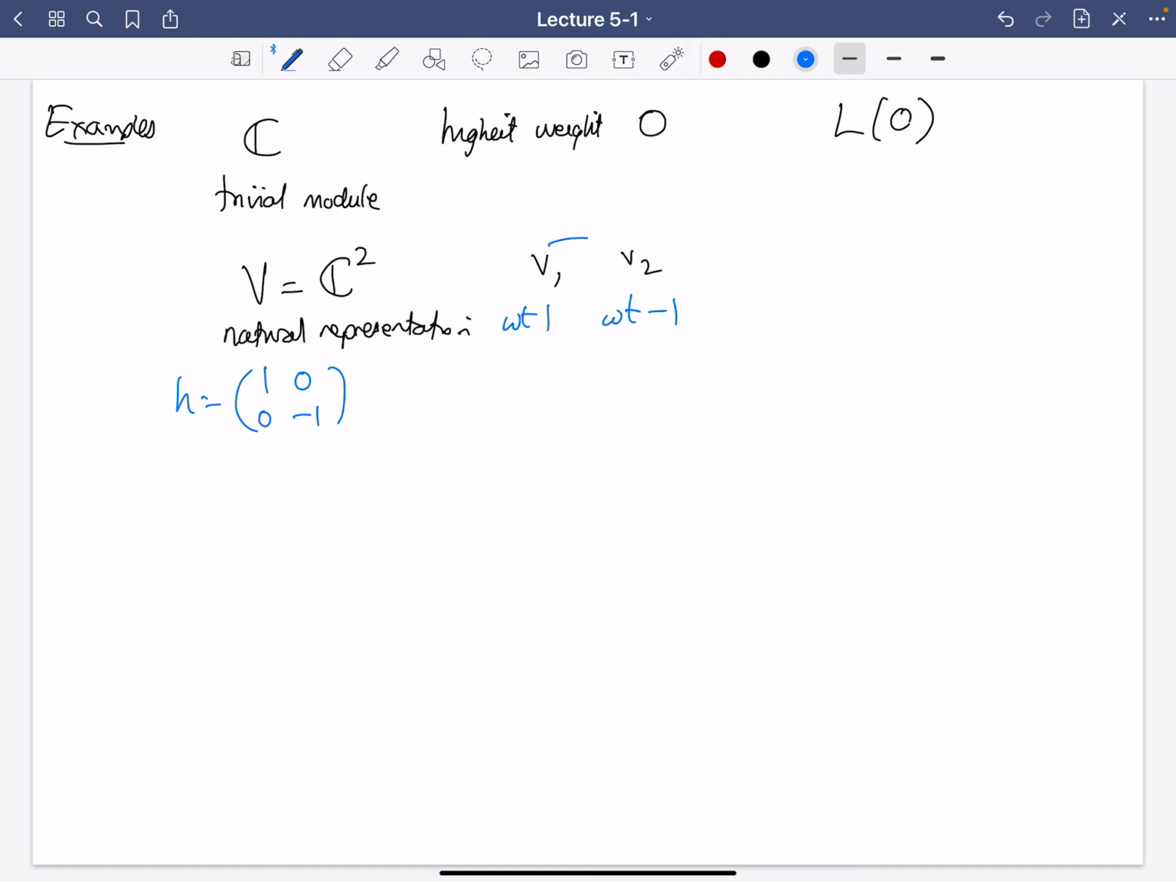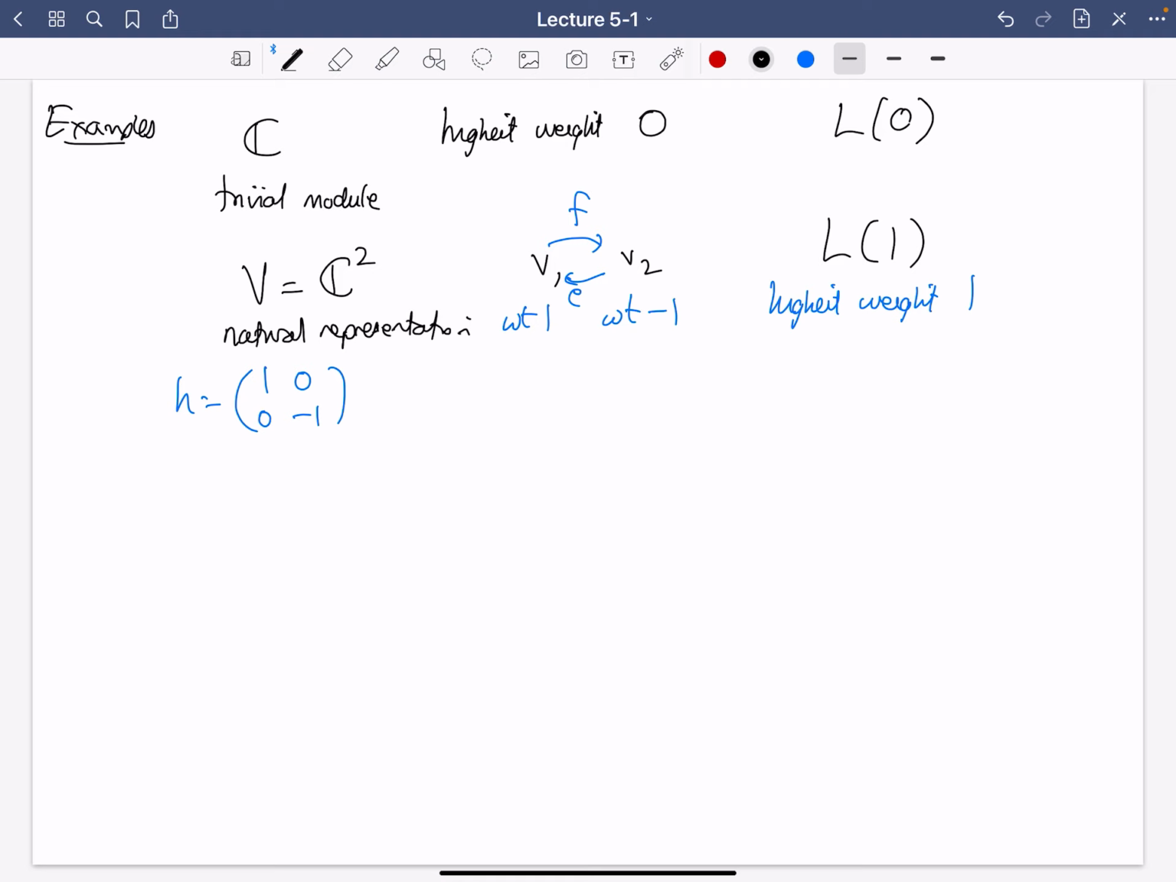And in fact, you can easily see everything from our matrices, right? So F will send V1 to V2, subtracting 2 from the weight. E will send V2 to V1, adding 2 to the weight. V1 will be the highest weight. So that's going to be the L of 1. Yeah, it's a two-dimensional irreducible representation.